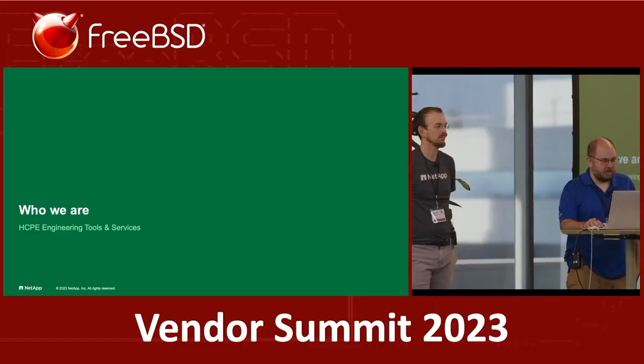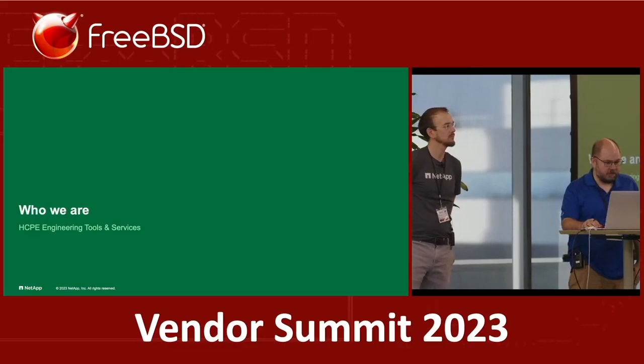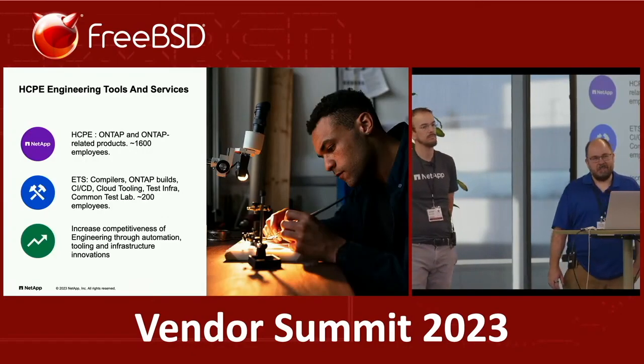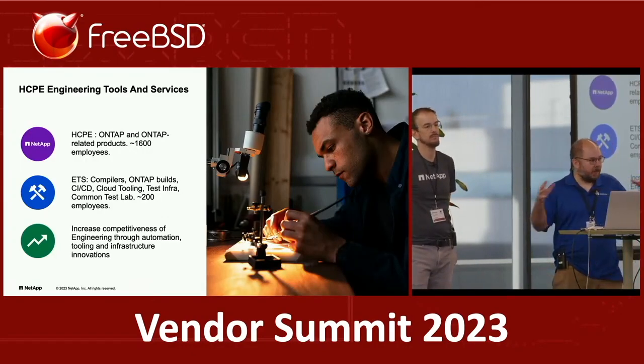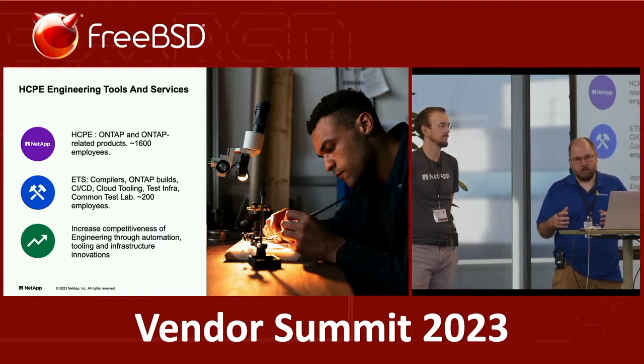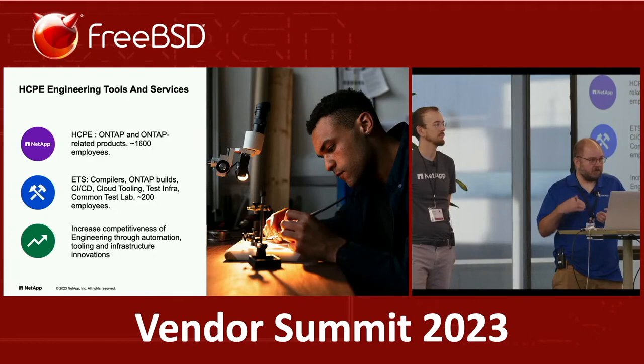So Jerome and I are both part of this group called the HCPE Engineering and Tools and Services team. This is a team that is responsible for how the sausage gets made for our products, particularly ONTAP. So the infrastructure, the tools, whatever people use to build the thing, to test it, to maintain the quality, all of that flows through our group. And so we have this charter to both make developers more efficient, but also to protect and increase the quality of our products as time goes on.